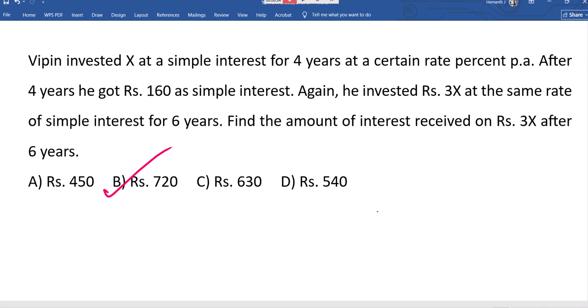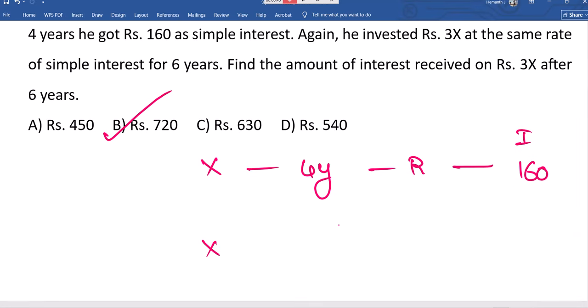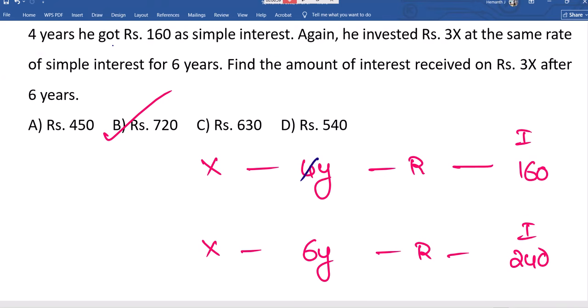See, investment is X, time is 4 years with certain rate of interest R. You got simple interest 160. What we are doing here is same investment X, we are managing for 6 years. Then we'll get it for 240. 1 year is 40 rupees. 1 year is 40, into 6, 6 years will be 240.